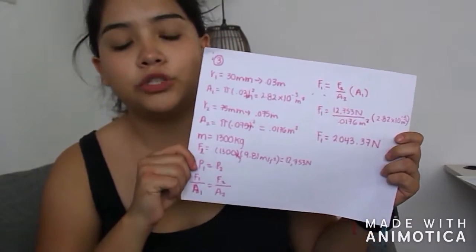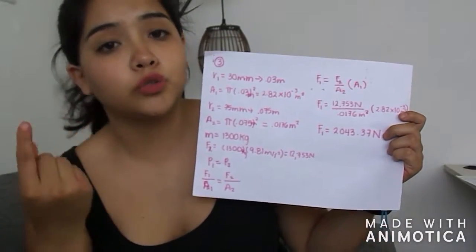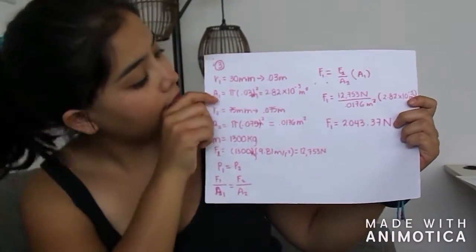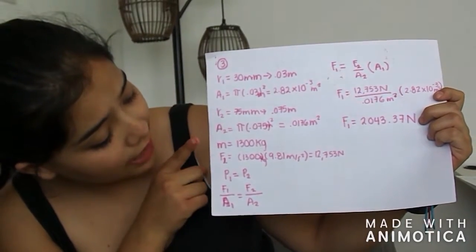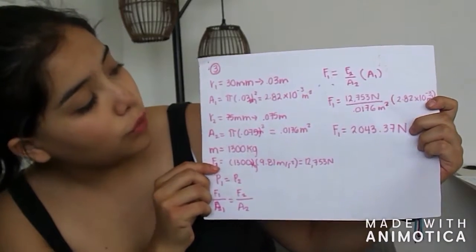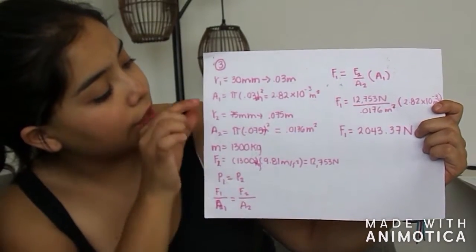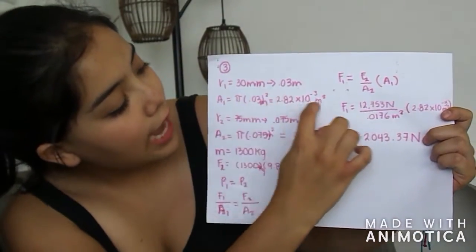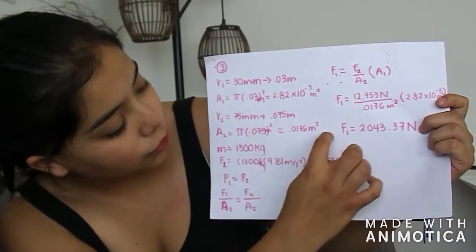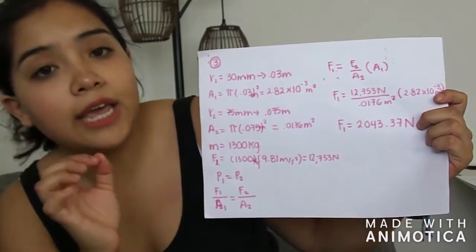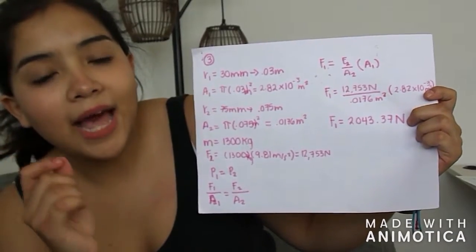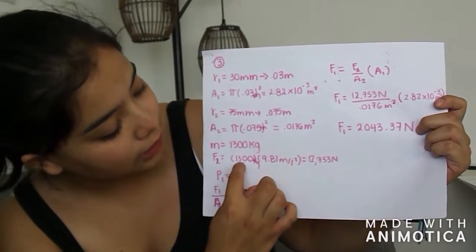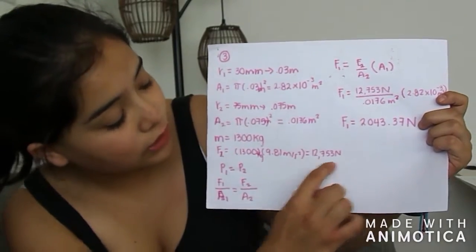In problem number 3, they are asking us for force 1. So we have our data: radius 1, radius 2, and the mass. First of all, we need to find the areas, here we have area 1 and area 2. Then we need to find force 2 with the formula mass times gravity, and we substitute our values and we have this result.